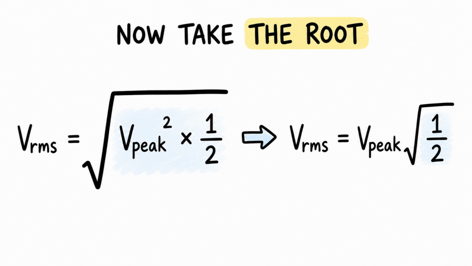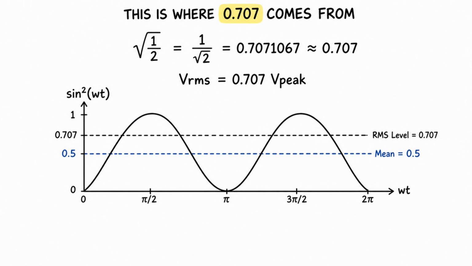Now take the square root to get the RMS voltage. RMS voltage equals the square root of V peak squared multiplied by 1/2. This equals V peak multiplied by the square root of 1/2. The square root of 1/2 equals 0.7071067. This is where 0.707 comes from in RMS voltage.